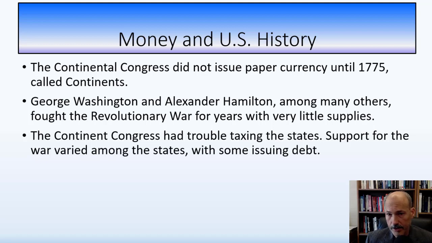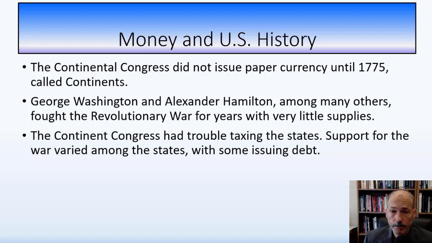And so the paper became worthless, and a lot of local farmers would not accept it. And so the Continental Army that we had basically was undersupplied, while the British, who had silver and gold coins in this country, ended up buying a lot of supplies from local farmers in our country.